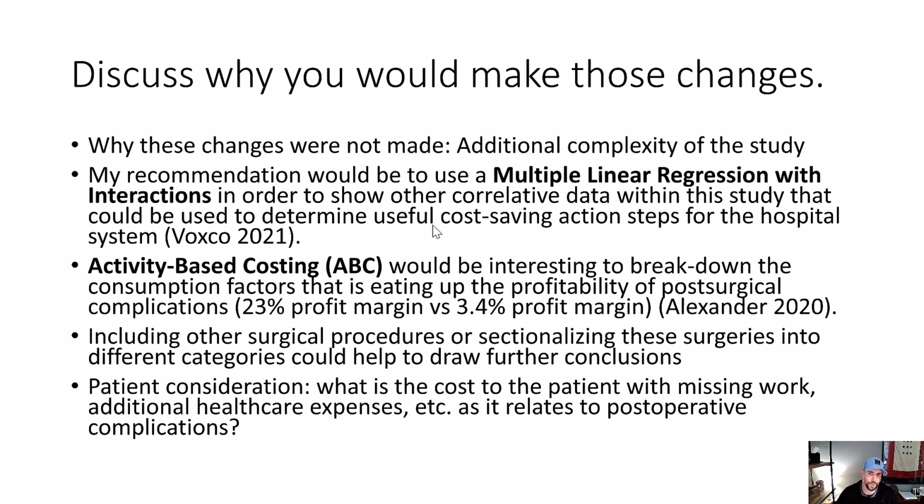There's other things that we could do if we're keeping it similar to what they have right now with the linear regression model. Then I would look at a multiple linear regression model with interactions to show how this stuff really fits together. There could be other things that they pull from their data that really could help the hospital system with their cost saving steps. And I think that goes back into what we were just talking about, activity-based costing. Could be a preset to break down consumption factors that are eating up this profitability.